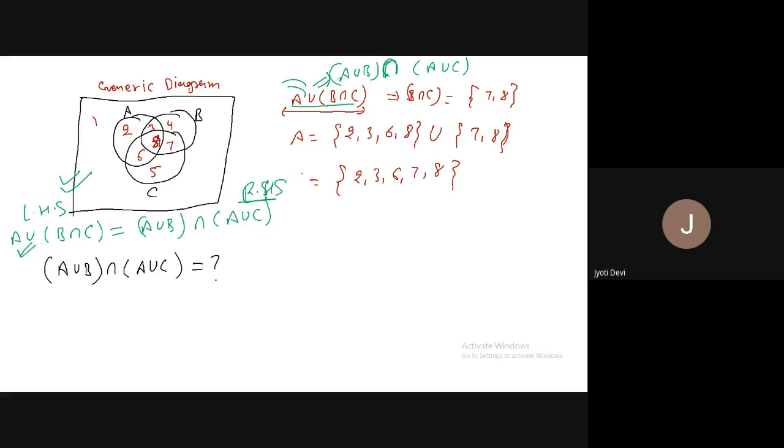First I take the LHS. I first solve the bracket B intersection C. In B intersection C, as you can see, there are two elements, 7 and 8. Okay, so what are the elements present in set A? 2, 3, 6, 8 are present in set A. And then there is a union between these two. So apply the union, and the final result you get is 2, 3, 6, 7, 8.